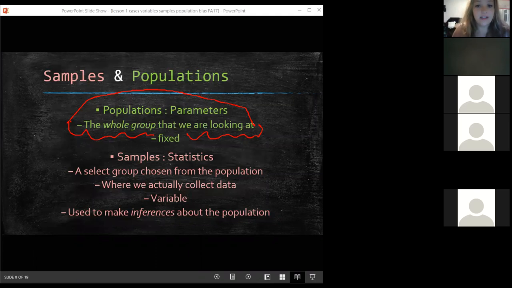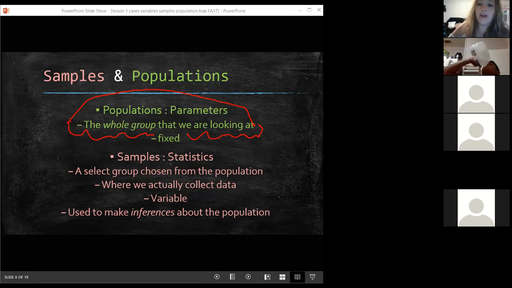So it's basically that group that you take from the population, and that's what we collect data from, because it's very difficult to collect data from an entire population. You can't collect data from the entire United States or any country, that kind of thing. So using different samples is a better way to make it more feasible, and that's what we choose from the population. So it is variable. They do change, and we use them to make inferences about the population.